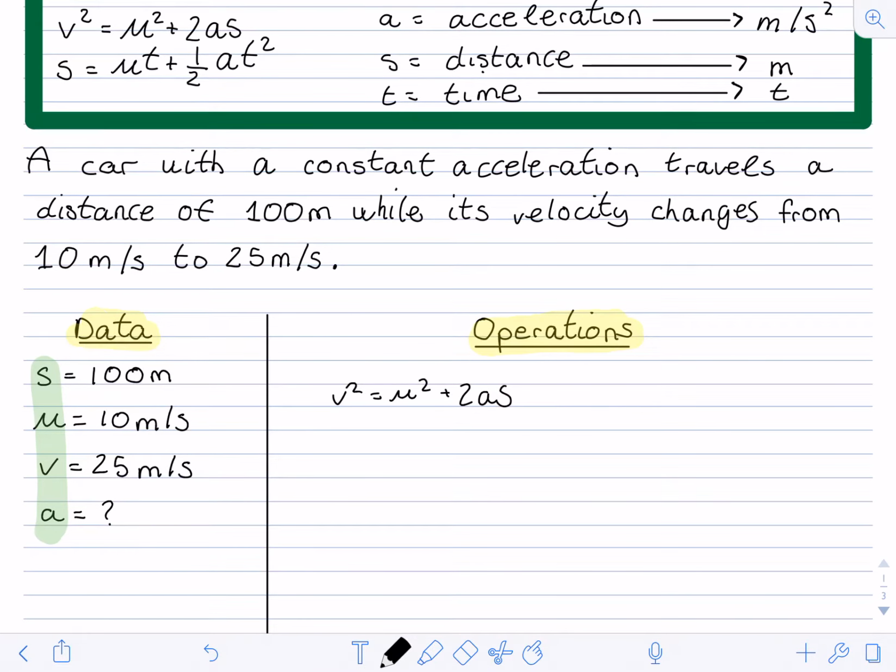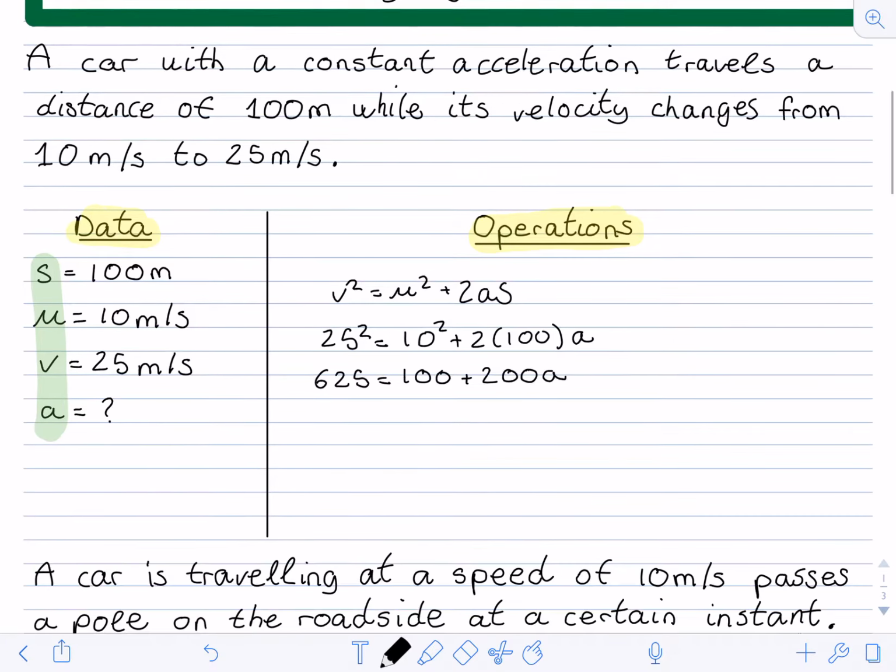So v is 25 squared, u is 10 squared, and we have 2 times 100 times a. We simplify a little bit: 25 squared is 625, 10 squared is 100, and this is 200a. Now we have basic maths with an a. We bring the 100 over as a minus, so 625 minus 100 is equal to 200a. Now we have 525 is equal to 200a.